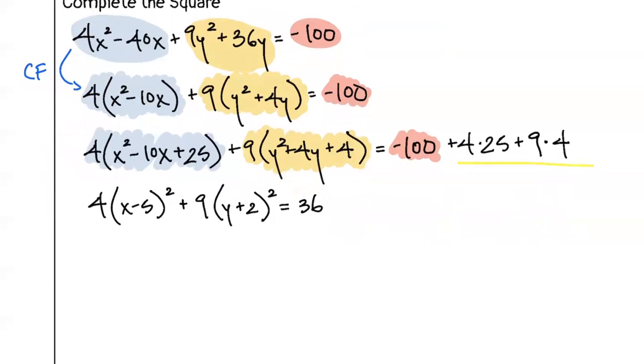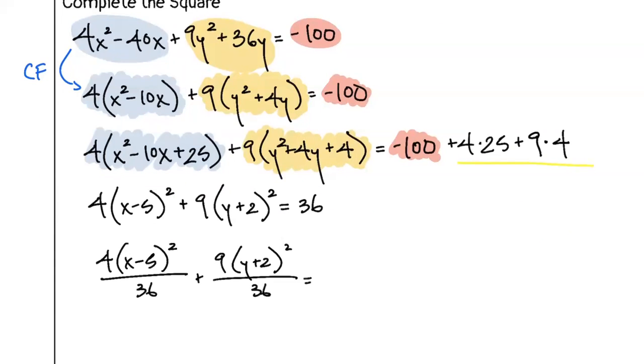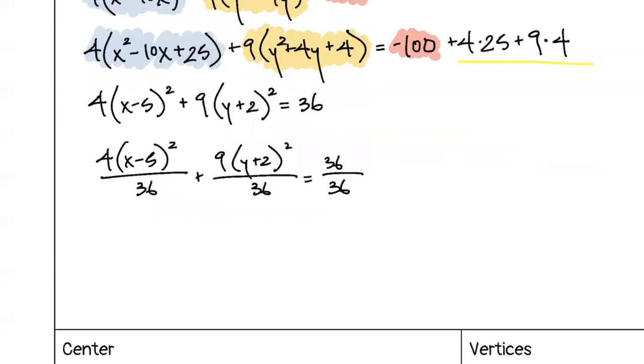We're going to divide by that 36. All right. So 4 times (x minus 5) squared over 36 plus 9 times (y plus 2) squared over 36 equals 36 over 36. And we simplify. (x minus 5) squared over what goes in the bottom?